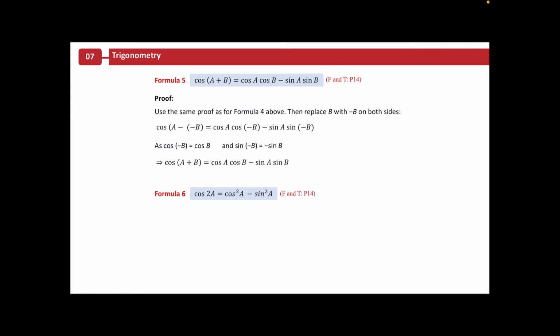Let's look at Formula 6. Cos of 2A equals cos squared A minus sin squared A. Our proof. We know that cos A plus B equals cos A cos B minus sin A sin B. This gives us cos of A plus A equals cos squared A minus sin squared A. And so cos 2A equals cos squared A minus sin squared A.